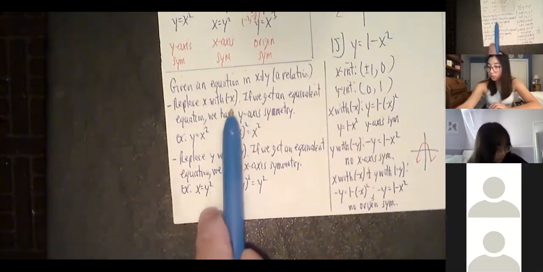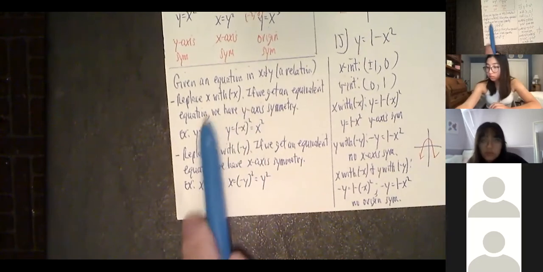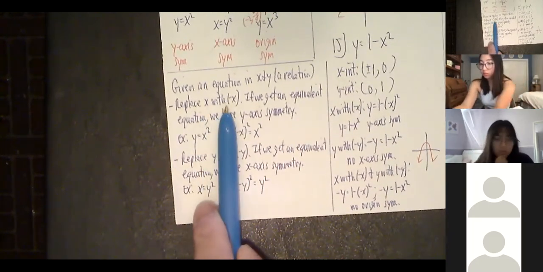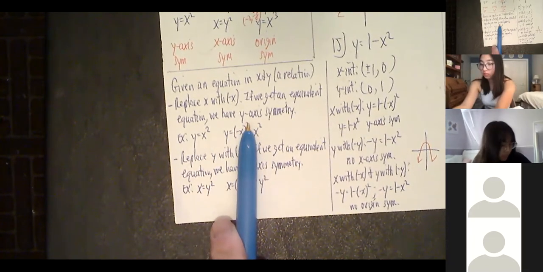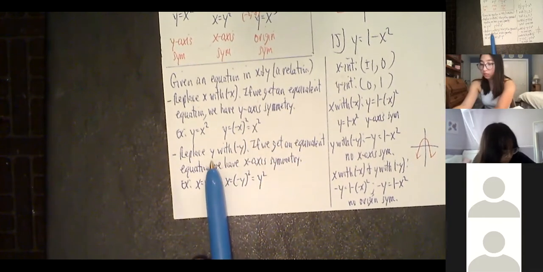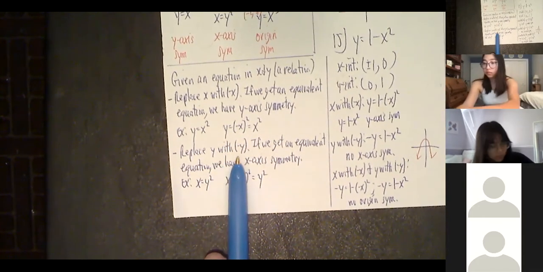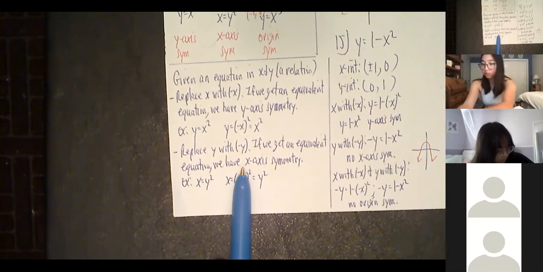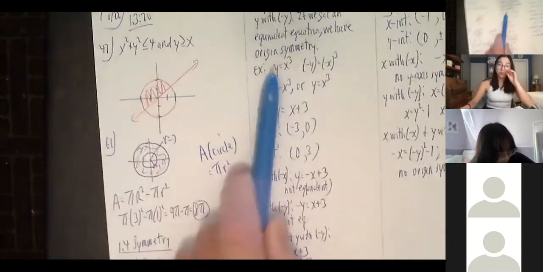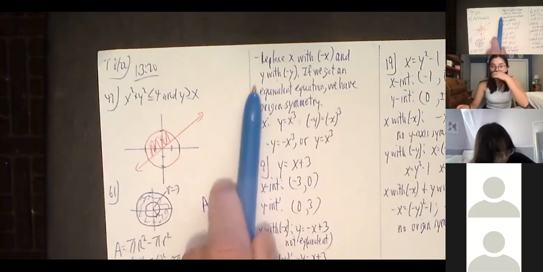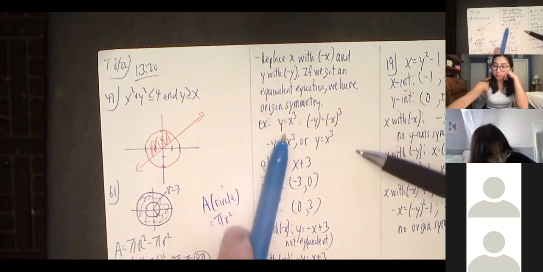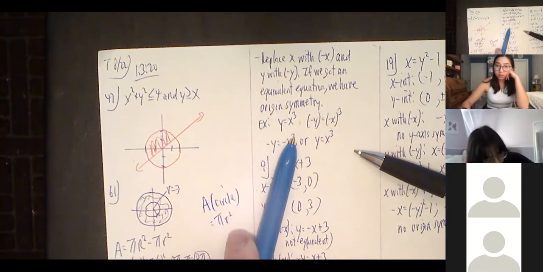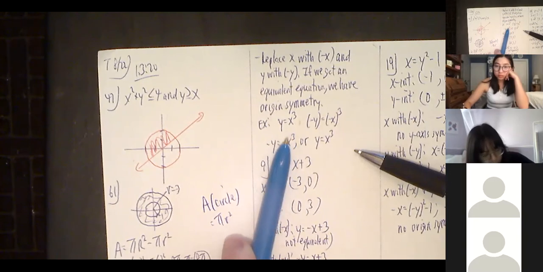Okay, so a quick recap of my version. My version is not better than the book's version, it's equivalent. If you replace x with negative x, and you get the same equation back, you have y-axis symmetry. If you replace y with negative y, and you get the same thing back, you have x-axis symmetry. If you do both, replace x with negative x and y with negative y, you get an equivalent equation. You have so-called origin symmetry. You may write all of this on your cheat sheet for the test.